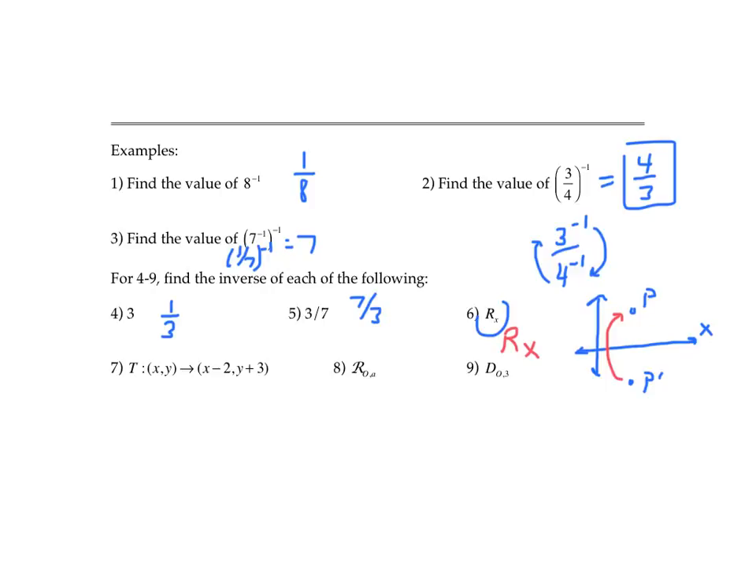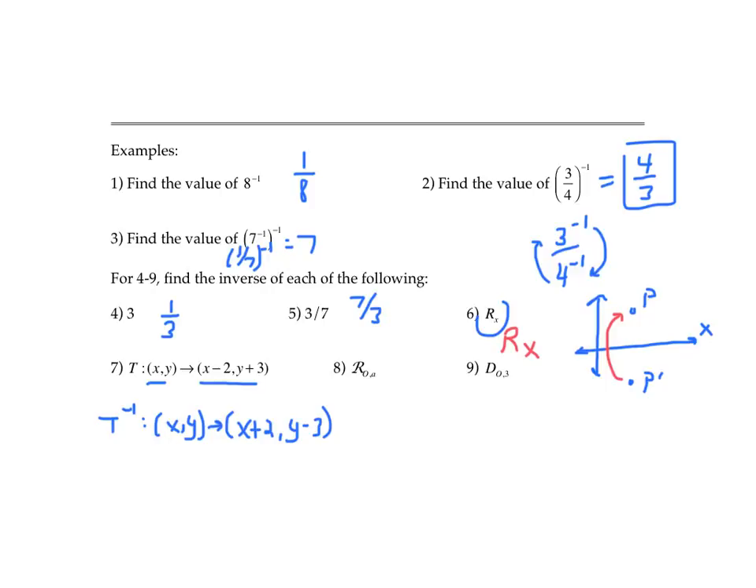For number 7, our transformation is taking every point (x, y) and mapping it to a new point by doing x minus 2 and y plus 3. So the inverse, which we could write as T to the negative 1, would have to map every point (x, y) to a new point by doing x plus 2 and y minus 3. Again, remember, for inverses with transformations, and specifically with translations, you want to undo what has just been done. So to move it back to the right, we'd have to add 2. To move it down, we'd have to subtract 3.